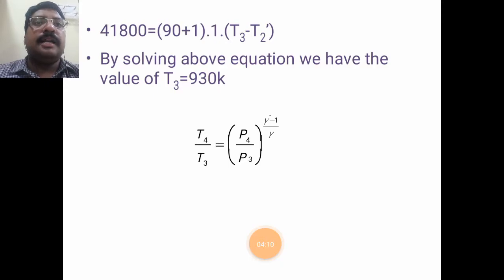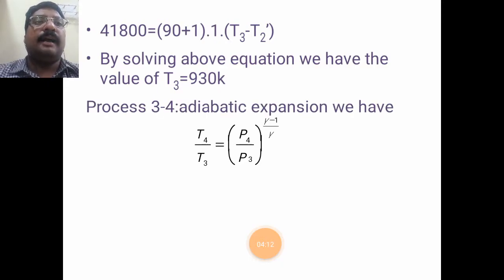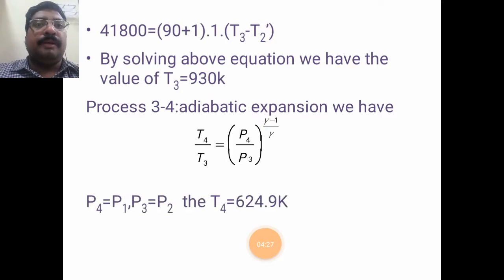Again, if you consider process 3-4, which is adiabatic expansion, we can take the equation: the ratio of T4 by T1 is equal to (P4 by P3) to the power of (gamma minus 1) by gamma. See here, P4 is equal to P1 and P3 is equal to P2.